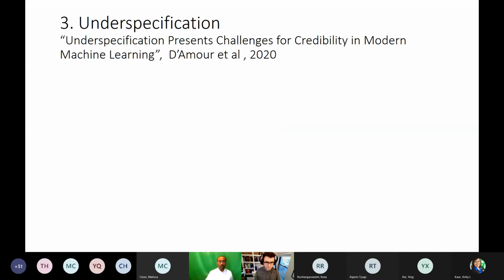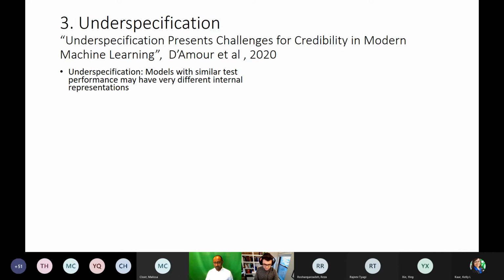The last point that I want to focus on real quick here is this idea of underspecification. There's a cheerfully titled paper called Underspecification Presents Challenges for Credibility in Modern Machine Learning. It's by a group of researchers at Google. I found this very interesting because what I think may happen is a lot of models which perform similarly on the test set may have very different internal representations.